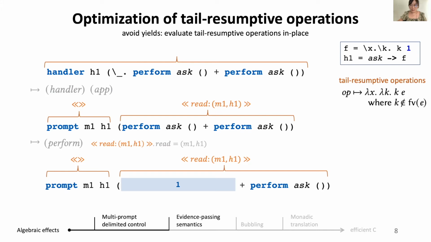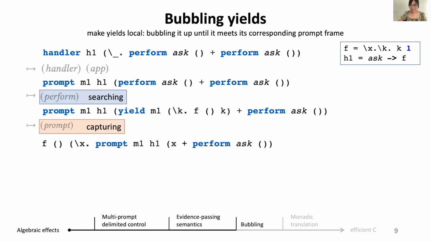One subtlety of this optimization, though, is that we will need an underframe to adjust the evidence vector to preserve semantic correctness, but we are going to skip the details. However, not all operations are tail resumptive.